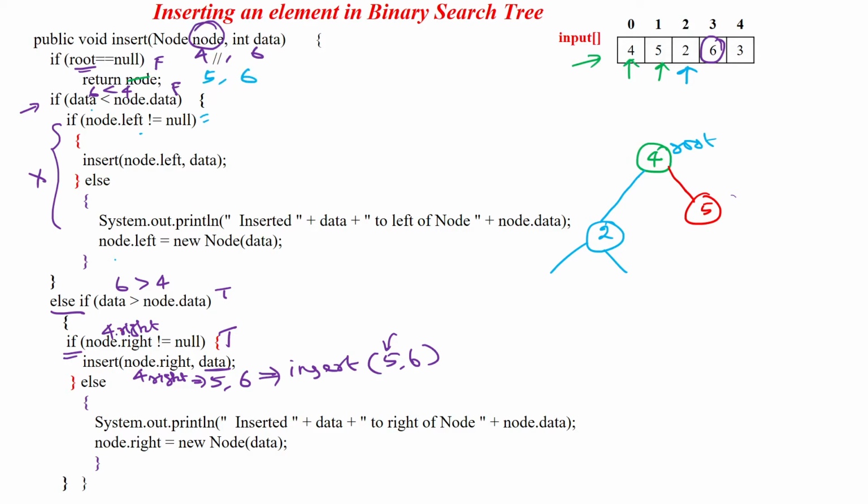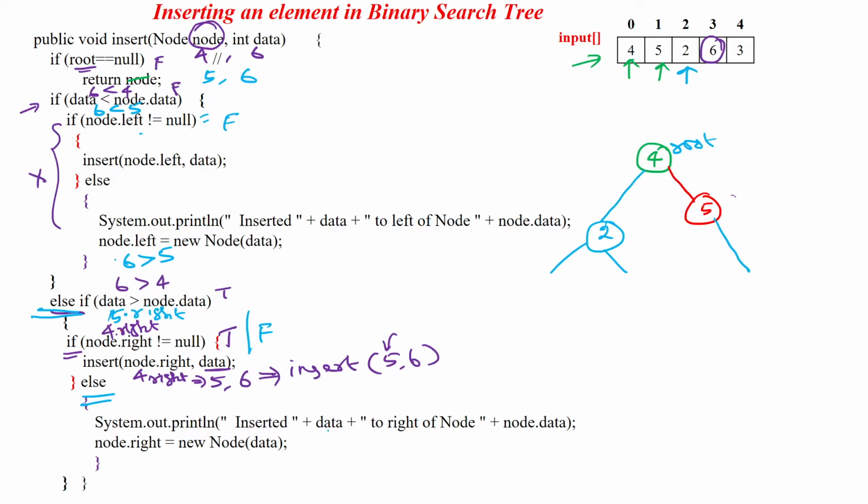Now again we are checking if data 6 is less than 5, which is false, so it will not execute. It will come to the else if statement. Here 6 greater than 5, yes, it is true. So we are checking 5 dot right not equal to null, which is false. If it is false, then this else portion will execute.